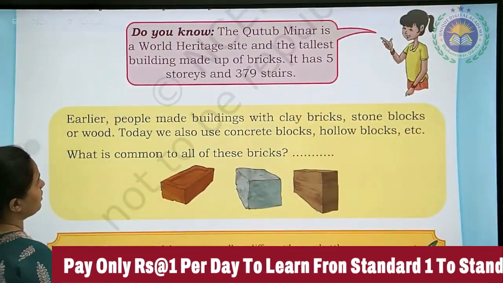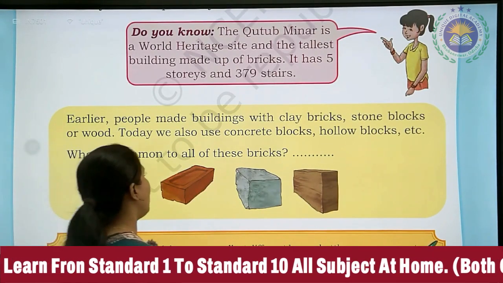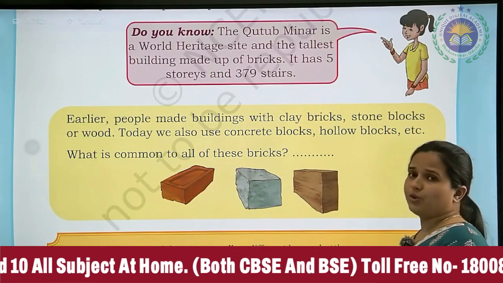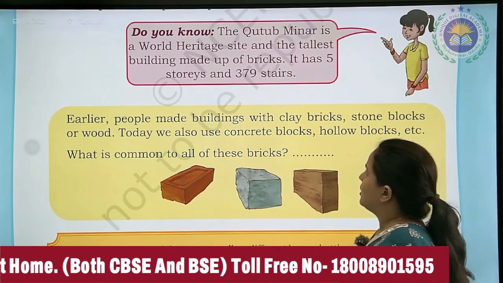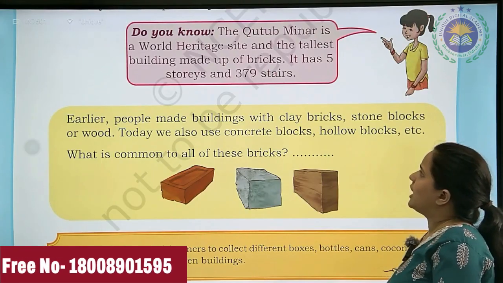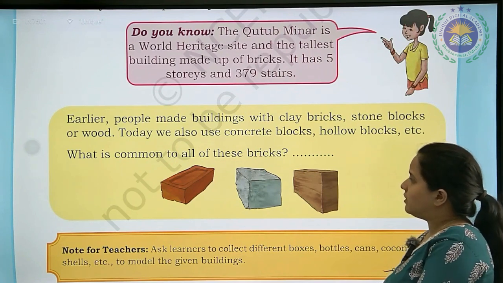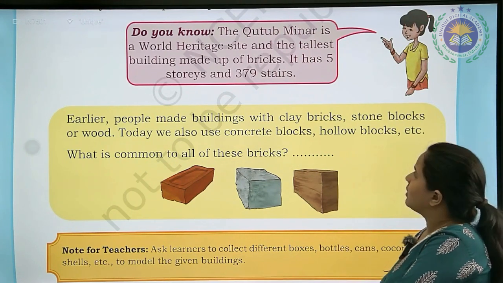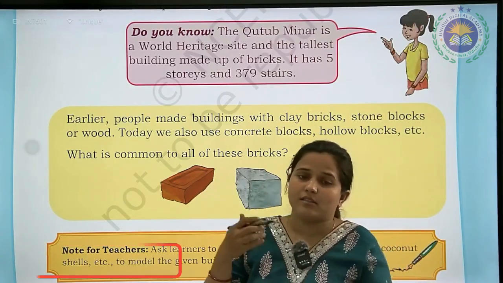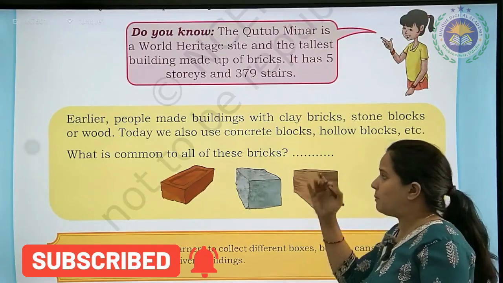Do you know Qutub Minar is a World Heritage Site and the tallest building made up of bricks? So Qutub Minar is an old monument made up of bricks. It has 5 stories and 379 stairs. And the whole building is made by bricks only. So you think, this is why it is priceless.